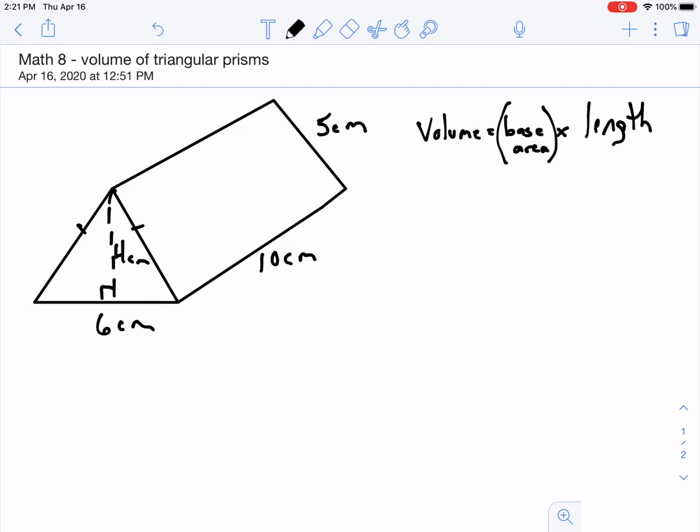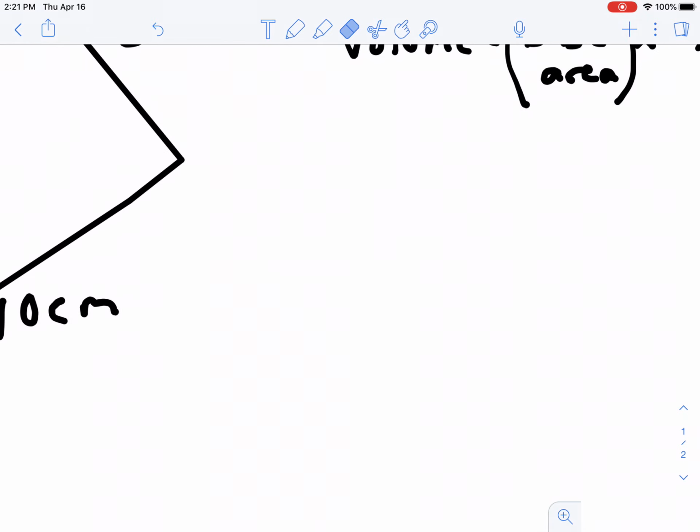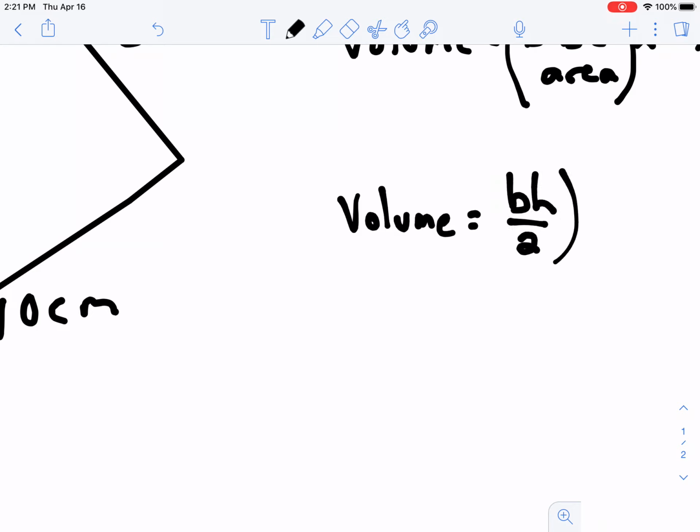We simply have to find the area of that base shape. In this case, it's a triangle. So this formula actually turns into a slightly different formula. It turns into volume is equal to, and my base area, this time it's a triangle, so I have always gotten the formula base times height divided by 2. That's my formula for area for a triangle, and I'm going to multiply that by my length. So all of a sudden I've just put my variables in for the different levels.